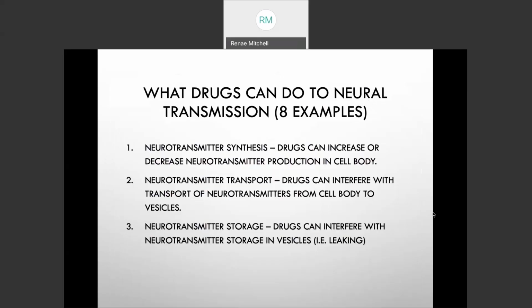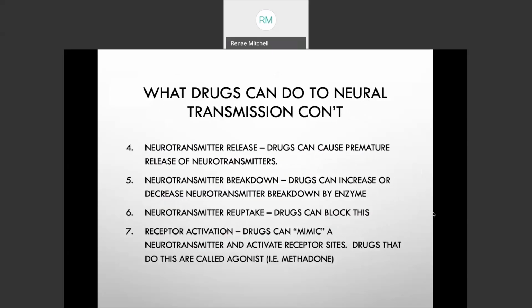Transportation, so the movement of the neurotransmitter down the axon terminal through the vesicle, the drugs can interfere with the transport from cell body to vesicles. The storage in vesicles itself, so whether or not the vesicles can contain the neurotransmitter, drugs can impact that. For example, they could cause the vesicles to leak neurotransmitter out. Drugs can be involved in the release of neurotransmitters, so it can cause a premature release or a release of more or less neurotransmitters than what would be without that drug.